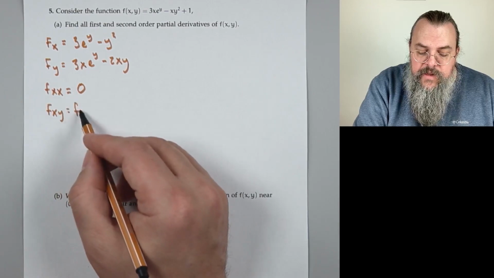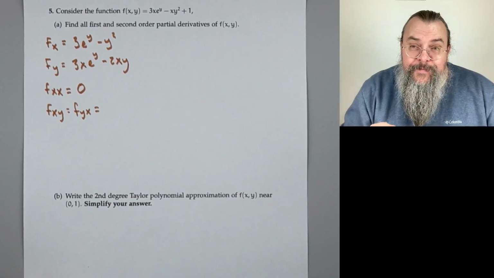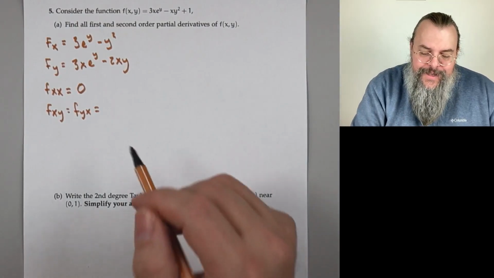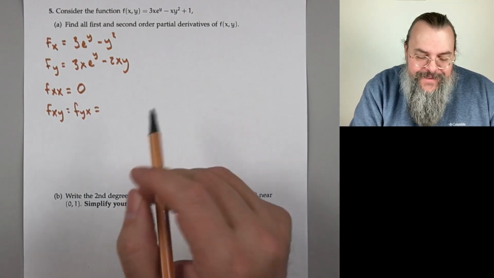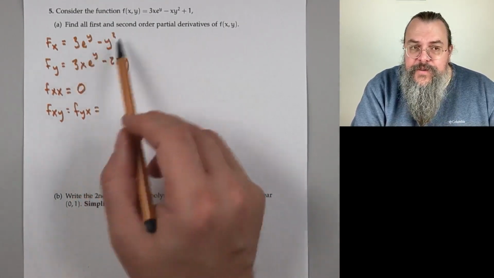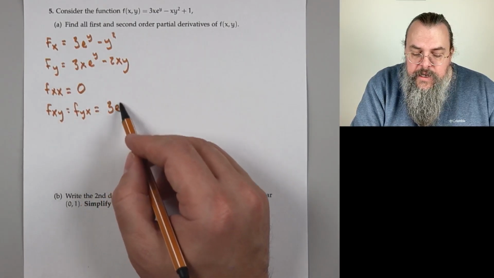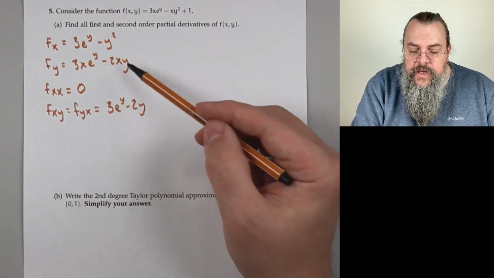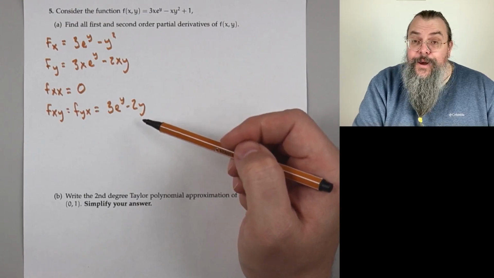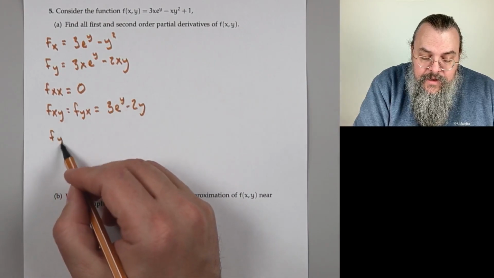fxy, which by the way is the same as fyx, because unless you have something really, really crazy, they're going to be the same. And we don't put crazy stuff on exams normally, and this is definitely not that case. You could pick either one. In this case, I'll pick the first. F sub x, take the derivative with respect to y, and that would be 3e^y minus 2y. Now, if you took f sub y and took the derivative with respect to x, you'll get the same thing. If you didn't, mistakes were made, and it's time to catch your mistakes.